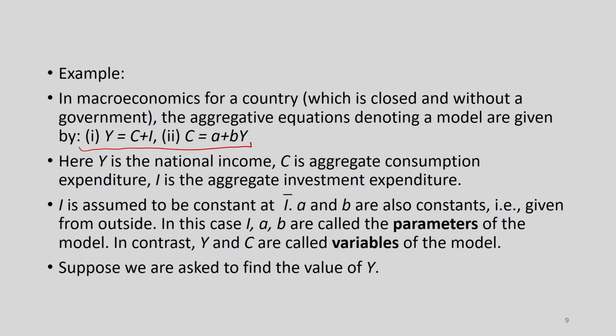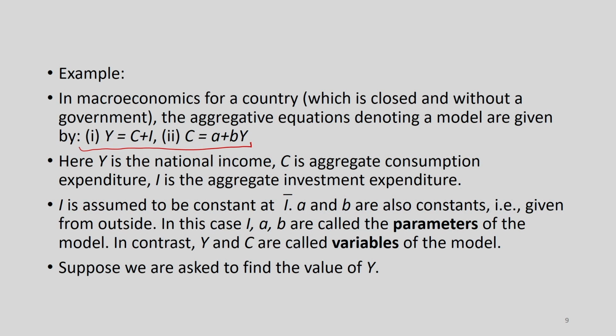In this case, this model is denoting the aggregate income of the country, right. Y is the national income or the aggregate income, and this is denoted by the first equation, y is equal to c plus I. What is C? C is aggregate consumption expenditure, and what is I? I is the aggregate investment expenditure. And the second equation in the model is giving me the function of C. C is equal to a plus b y, small a plus small b multiplied by y. Y is the same capital Y, which is the national income.